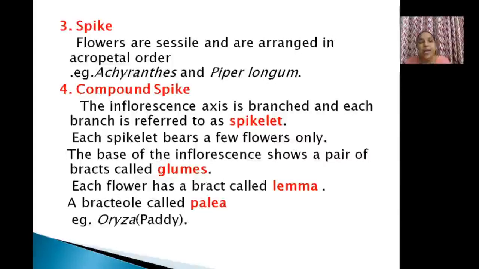So compound spike is actually what? A number of spikes. Branched inflorescence axis, each branch is known as spikelet. That is a compound spike. Each branch is a spikelet.